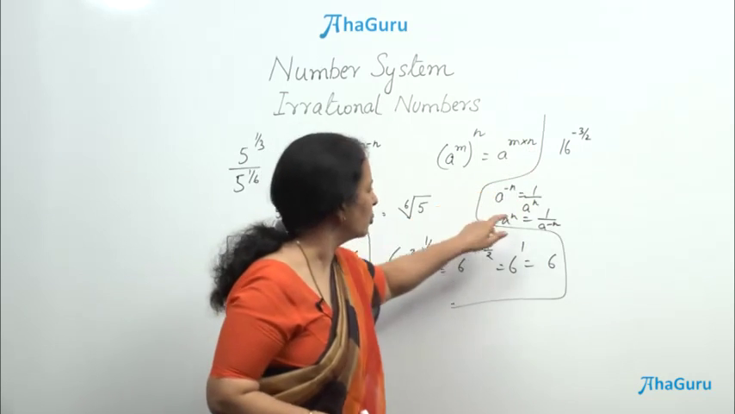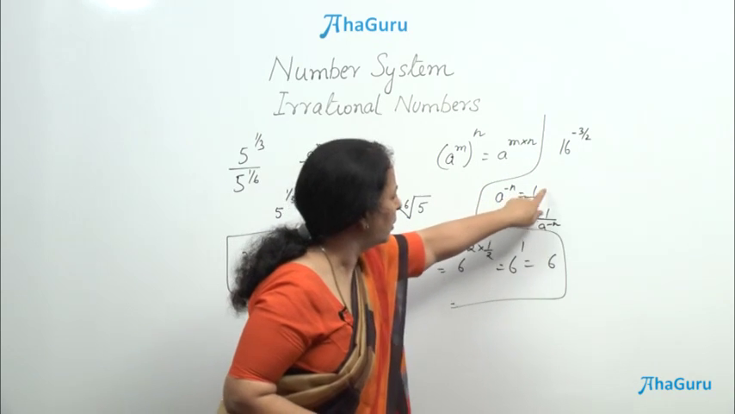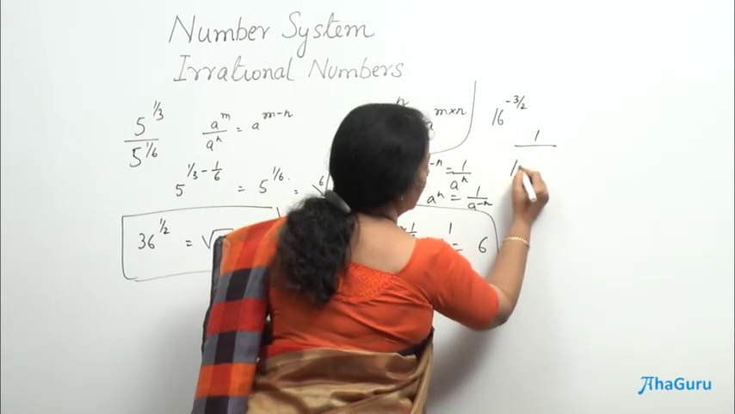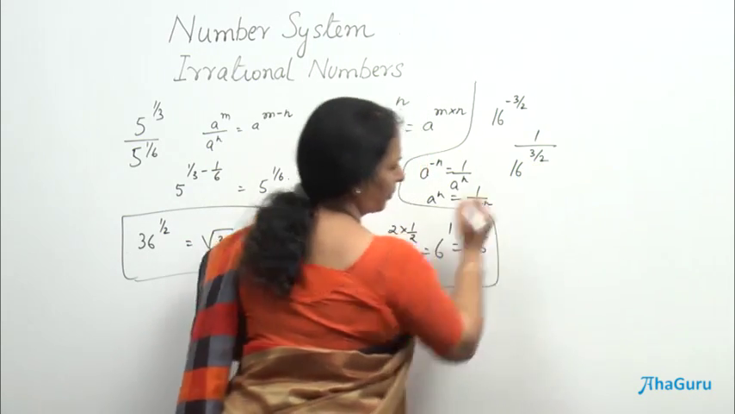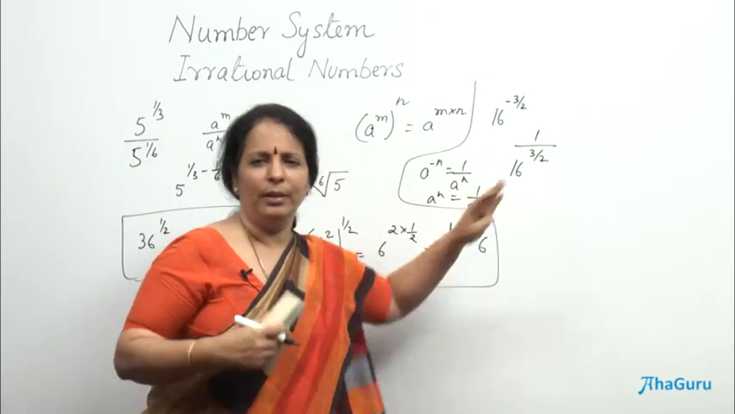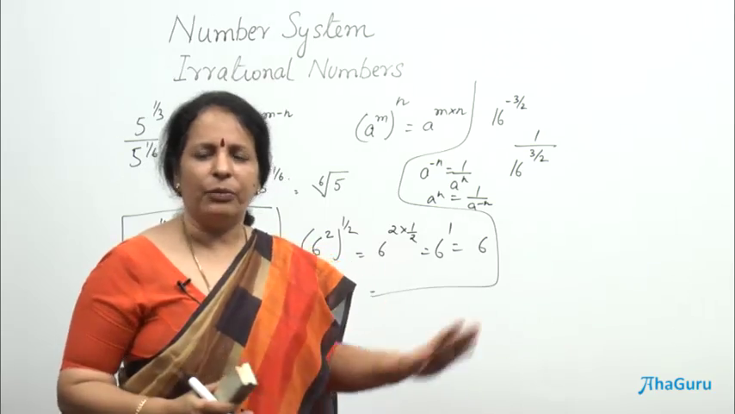The same thing we are going to use. So, a to the power minus n can be written as 1 by a to the power n. So, can I write this as 1 by 16 to the power 3 by 2? Yes. Because if you have a power as positive, it makes it all the more easy for us to deal with.